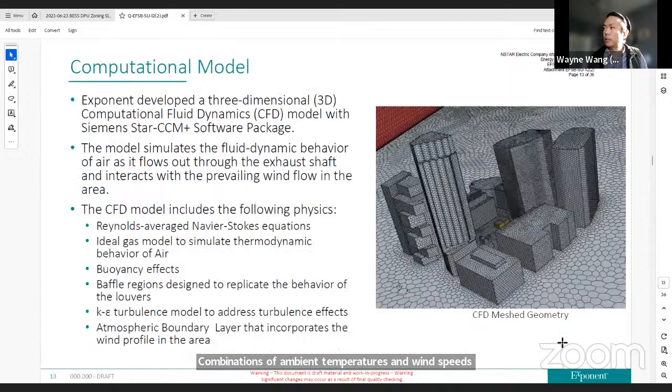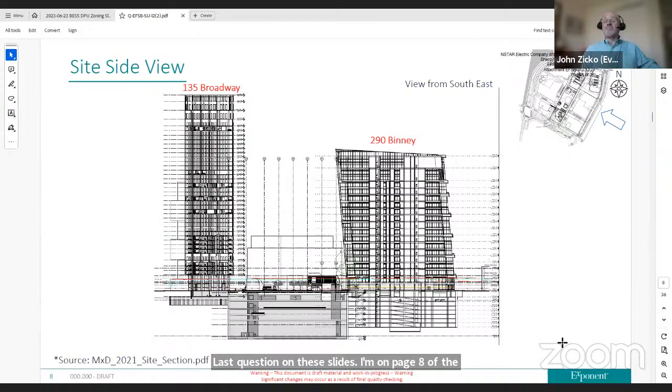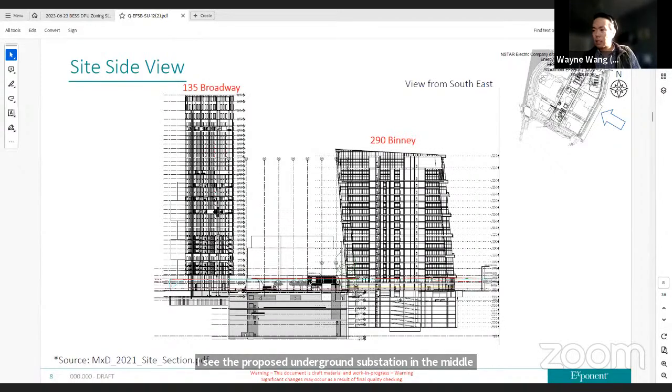Okay. So last question on these slides. I'm on page 8 of the PowerPoint. Hopefully this is not a secret diagram. This is unredacted. So just looking at this slide, I see the proposed underground substation in the middle of the plaza and two buildings abutting the structure. So my question is, are there structural connections between these three different structures, or are they independent of each other?